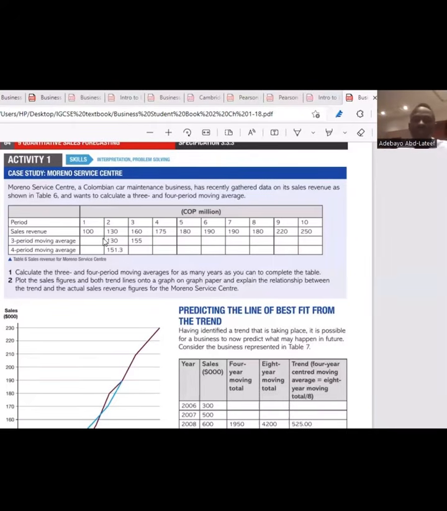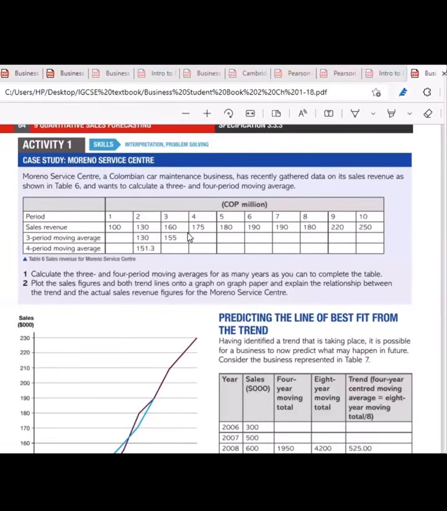So for the 4 period moving average, you calculate the number of 4 years: year 1, year 2, year 3, year 4, together. 130, 160, 175, 180. Whatever you get, you add it to 190, 190, 180, 220. Then you divide the total by 8. That's how you're going to get your 151.3. It's clear, right?